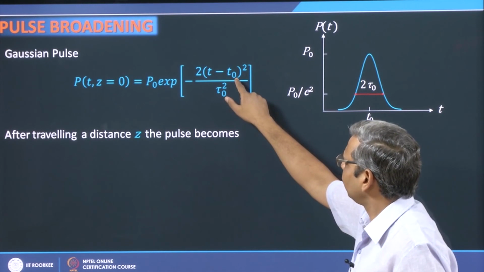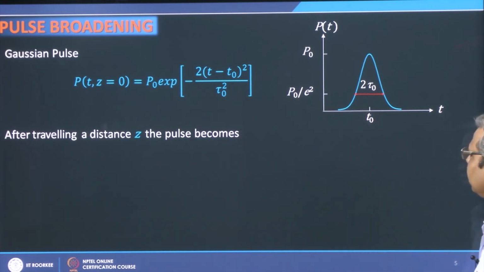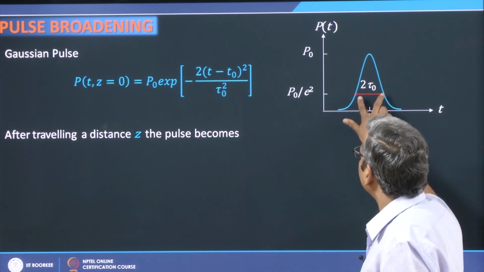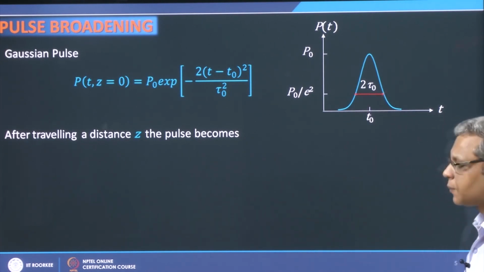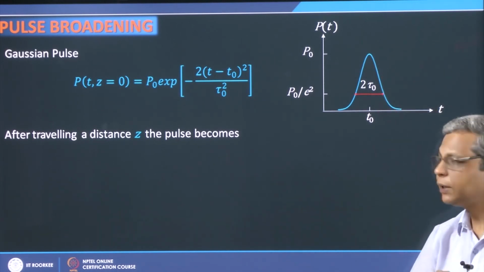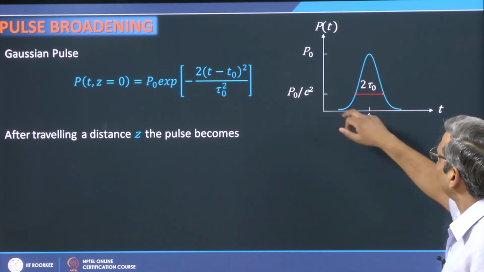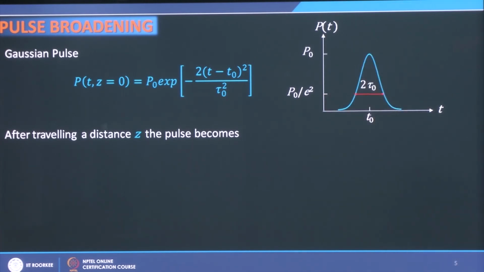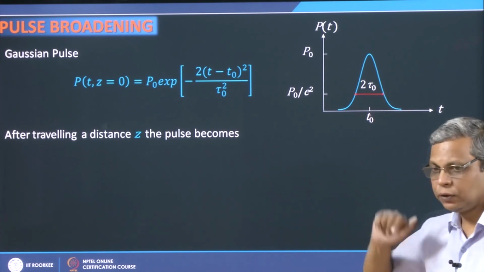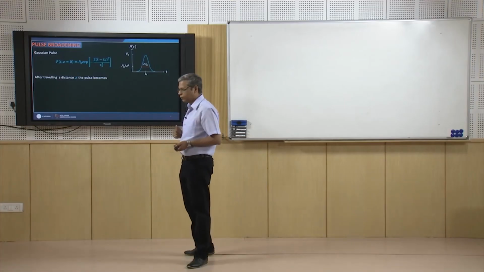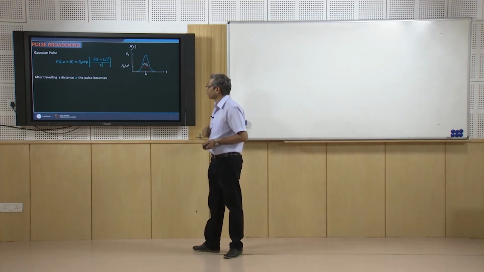So, this is called the position of pulse or the center of pulse, and 2 tau 0 is the width of the pulse where the power has dropped down to 1 over e squared of its peak value. So, this 2 tau naught is full width and we usually call tau naught as width of the pulse.